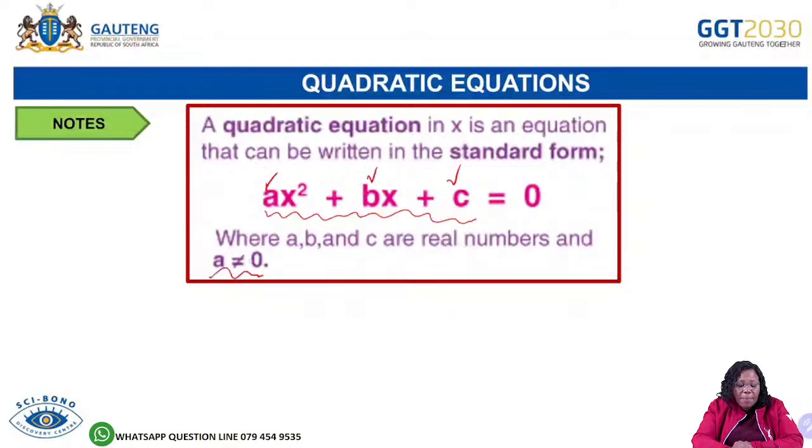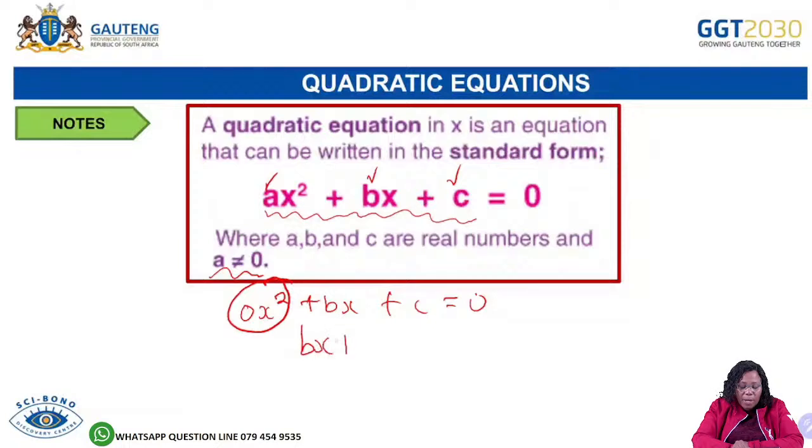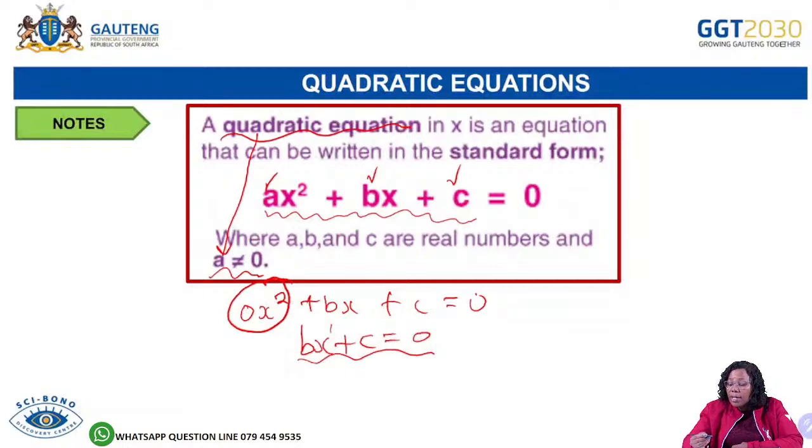And then a must not be equal to 0, because what happens now if a is a 0, grade 12? Let's see what happens now. This will be 0. So our equation will now be bx plus c equal to 0. Can you see now this is now a linear equation? It is no more a quadratic equation. Hence this restriction. If it's a quadratic equation, a cannot be a 0.